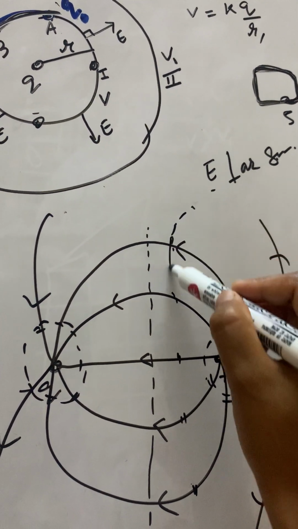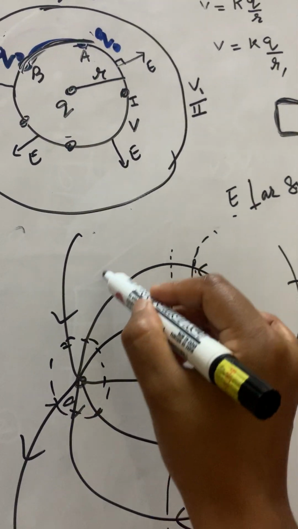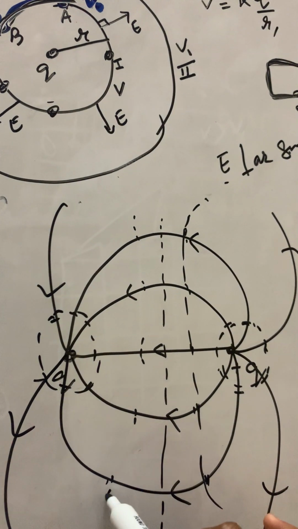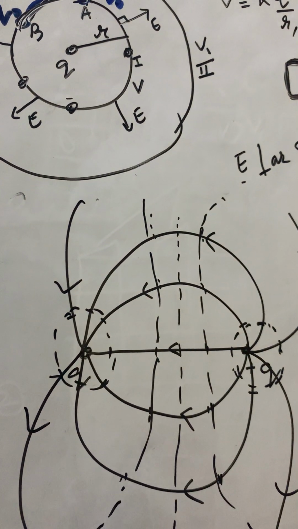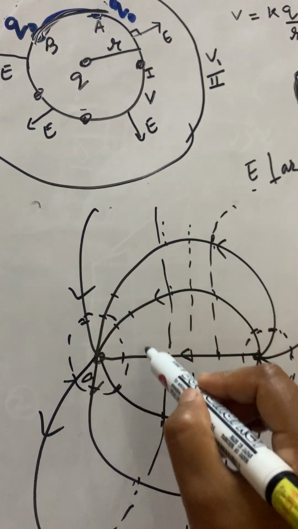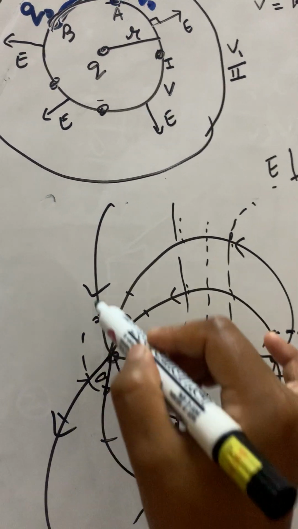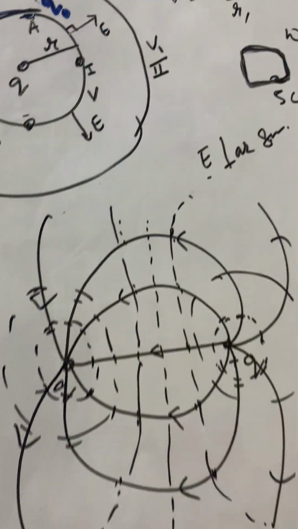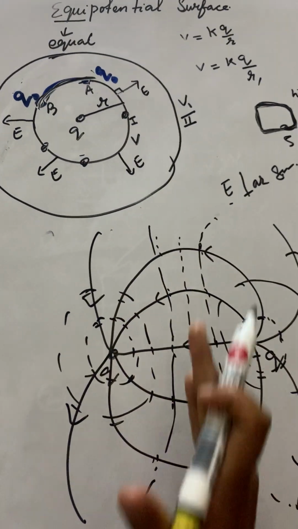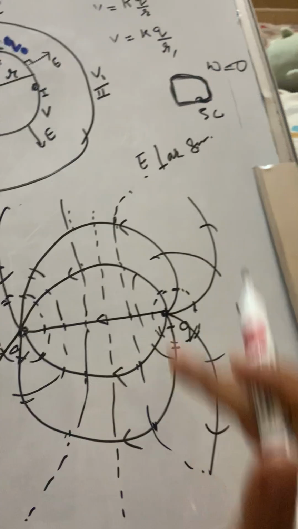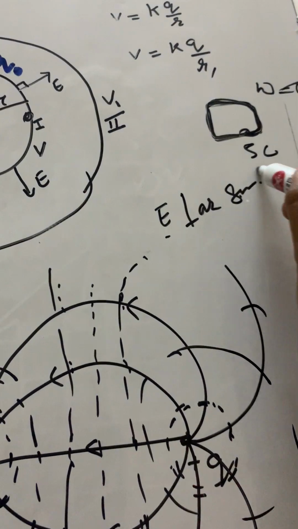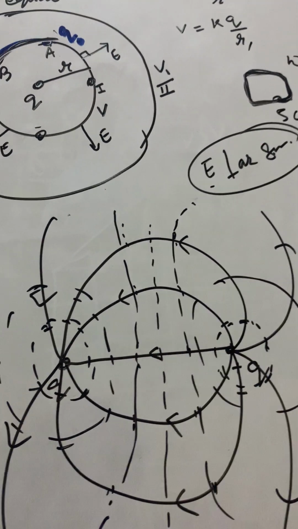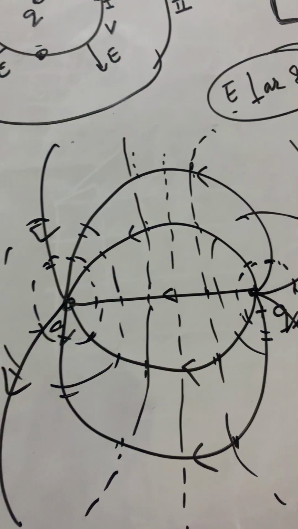Here also perpendicular. Okay, in your notes you will see. So the equipotential surface will be circular near the ends, and in the middle it's something like a plane. If you remember this, you can easily make the equipotential surface of any system of charges.